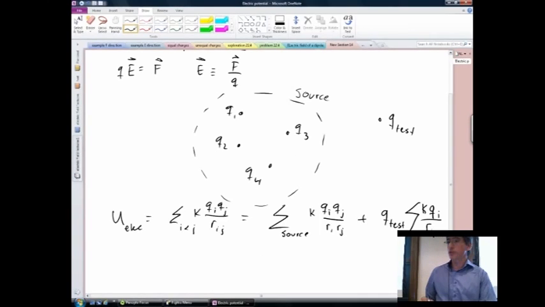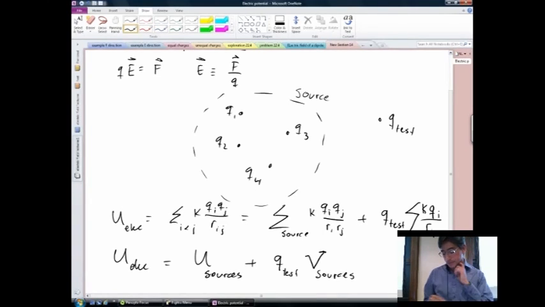Right? The Q test was common to every term that you had there. K Q1 Q test, K Q2 Q test. So you bring out the Q test. So notice that this can be written like this. The electric potential energy of the whole system is equal to the electric potential energy of the sources among themselves, plus some quantity, the charge of the test particle that you brought, multiplied by this quantity that we're going to call the potential produced by the sources.